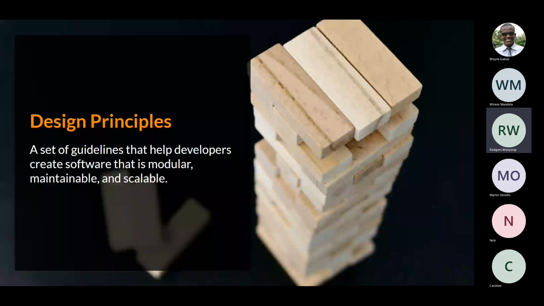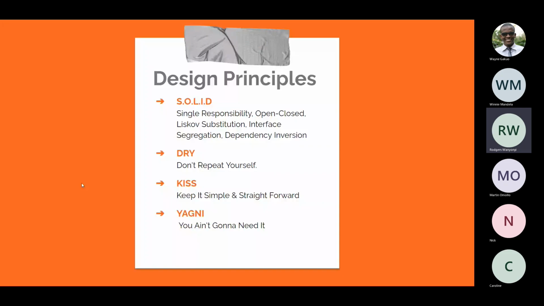Next we're going to look at sample design principles. The common principles that we know are the SOLID design principles, which is common in object-oriented programming. We also have the Don't Repeat Yourself principle, the Keep It Simple and Straightforward principle, some call it the Keep It Simple Stupid principle, and also the You Ain't Gonna Need It principle. But in our case, we're only going to discuss the SOLID principles, which is mostly used in object-oriented programming, and also how it's being applied by design patterns in object-oriented.